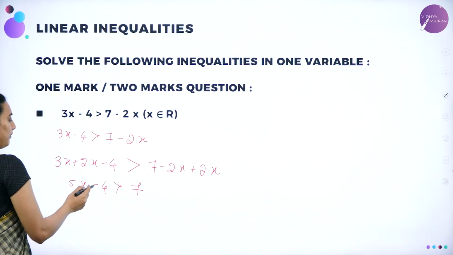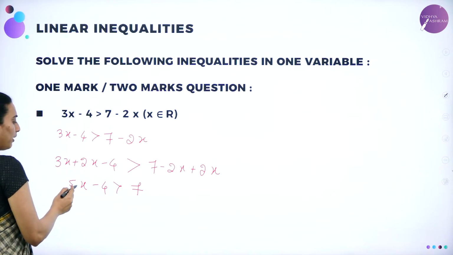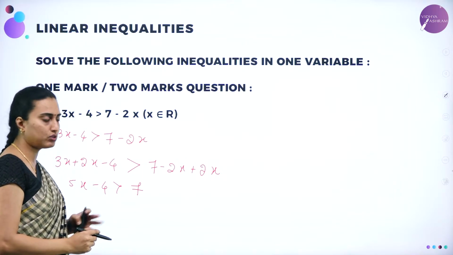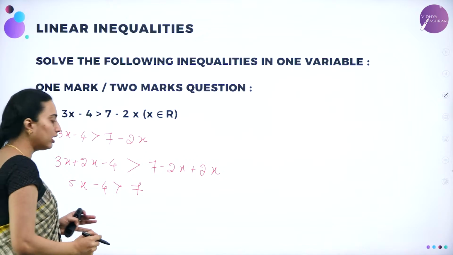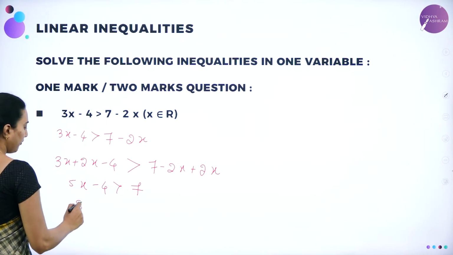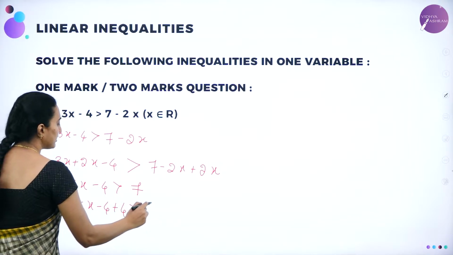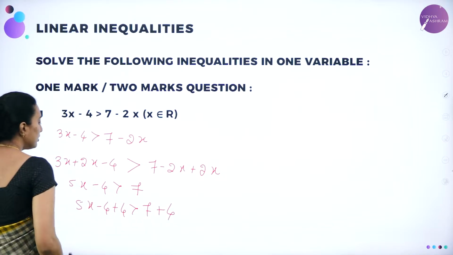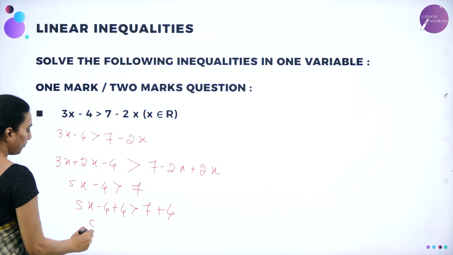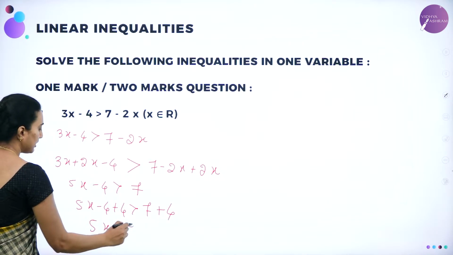Now here I want to cancel minus 4. I want to keep only the 5x term, so I am going to add plus 4 on both sides of the inequality. 5x minus 4 plus 4 is greater than 7 plus 4. So minus 4 plus 4 will go. Remaining is 5x is greater than 7.